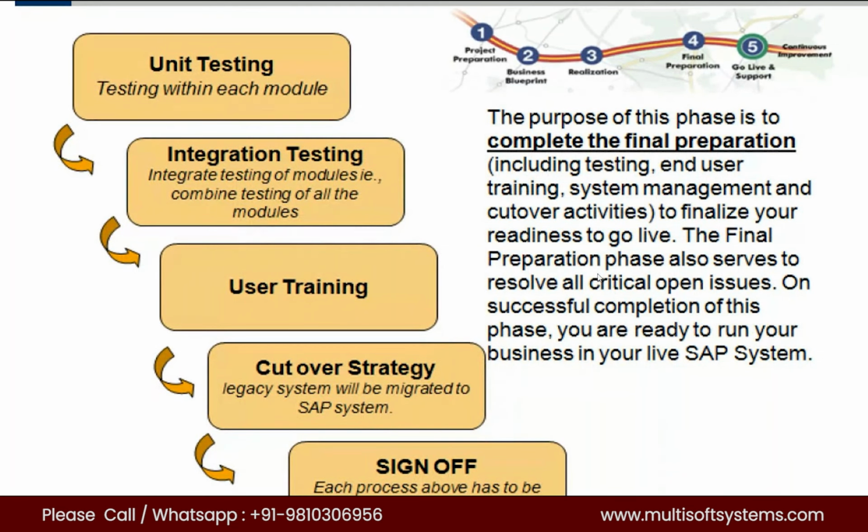In the final preparation phase, there will usually be three kinds of testing: unit testing, integration testing, and user acceptance testing. Yes, there will be user acceptance testing before user training. Unit testing is something like this: from the SD point of view, if you are doing configurations for the SD module, the SD consultant will be testing our configurations among ourselves.